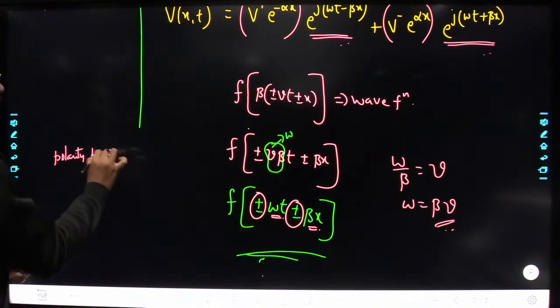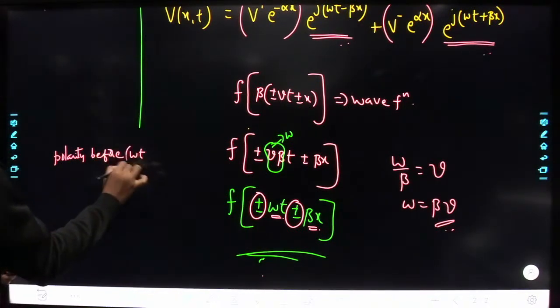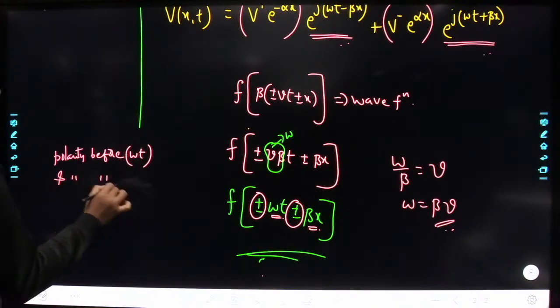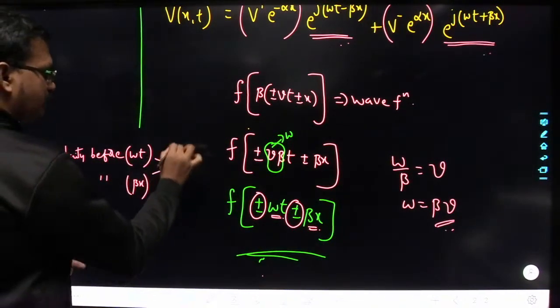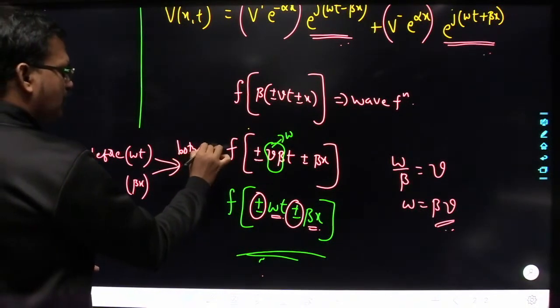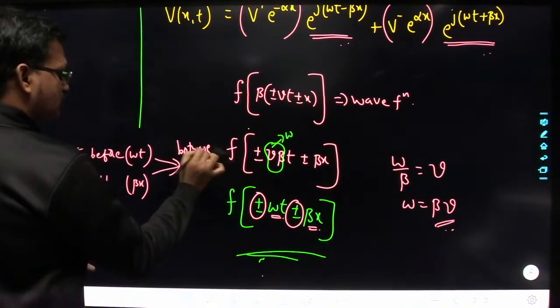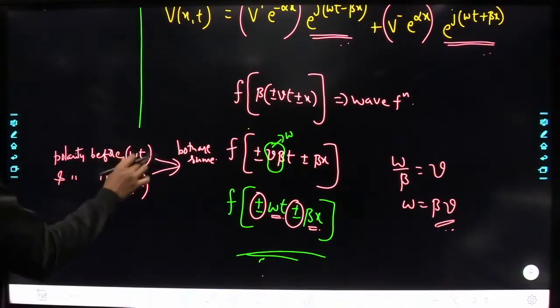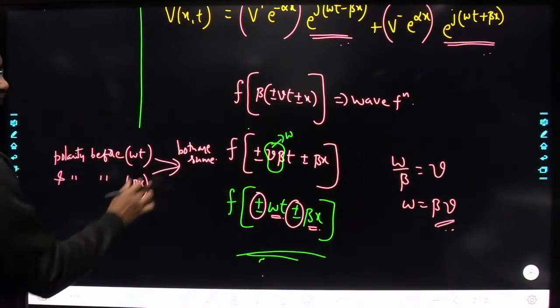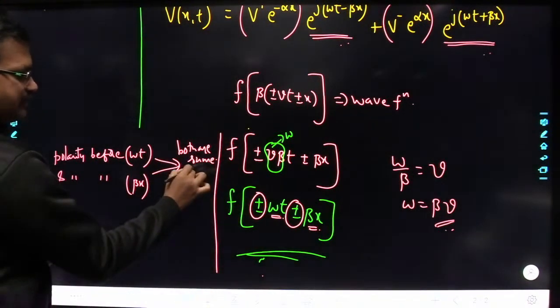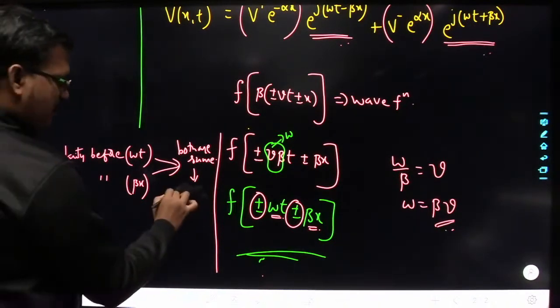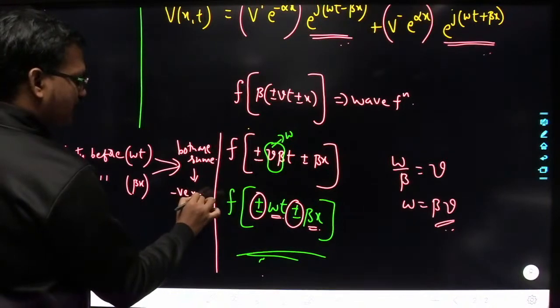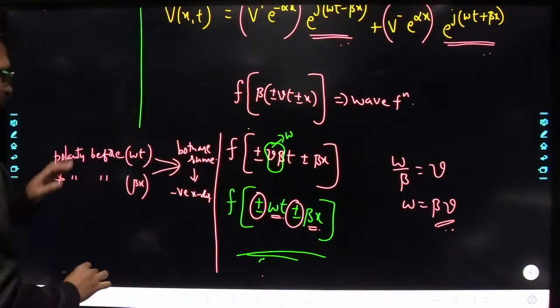If the polarity before omega t and the polarity before beta x are both the same, then in this case the wave is propagating in which direction? Negative x direction. In this case the wave is going to propagate in negative x direction.